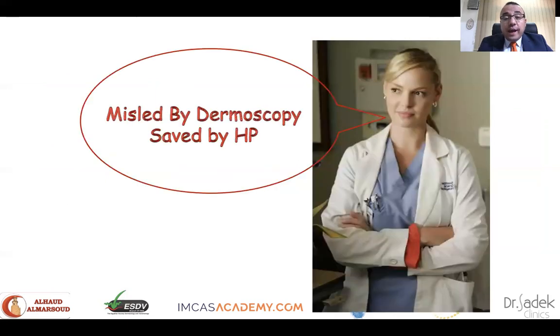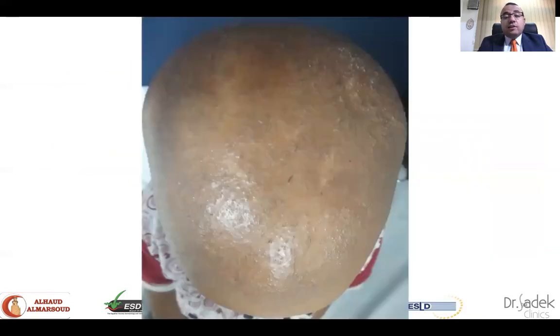In the seventh scenario, sometimes we might be misled by dermoscopy, but saved by histopathology, like this 4-year-old kid who presented suffering from this diffuse hair loss dating since birth. But we can witness that there is follicular hyperkeratosis all over his scalp, in addition to all over his body as well. It was a generalized condition. No vellus or terminal hairs anywhere on the body.